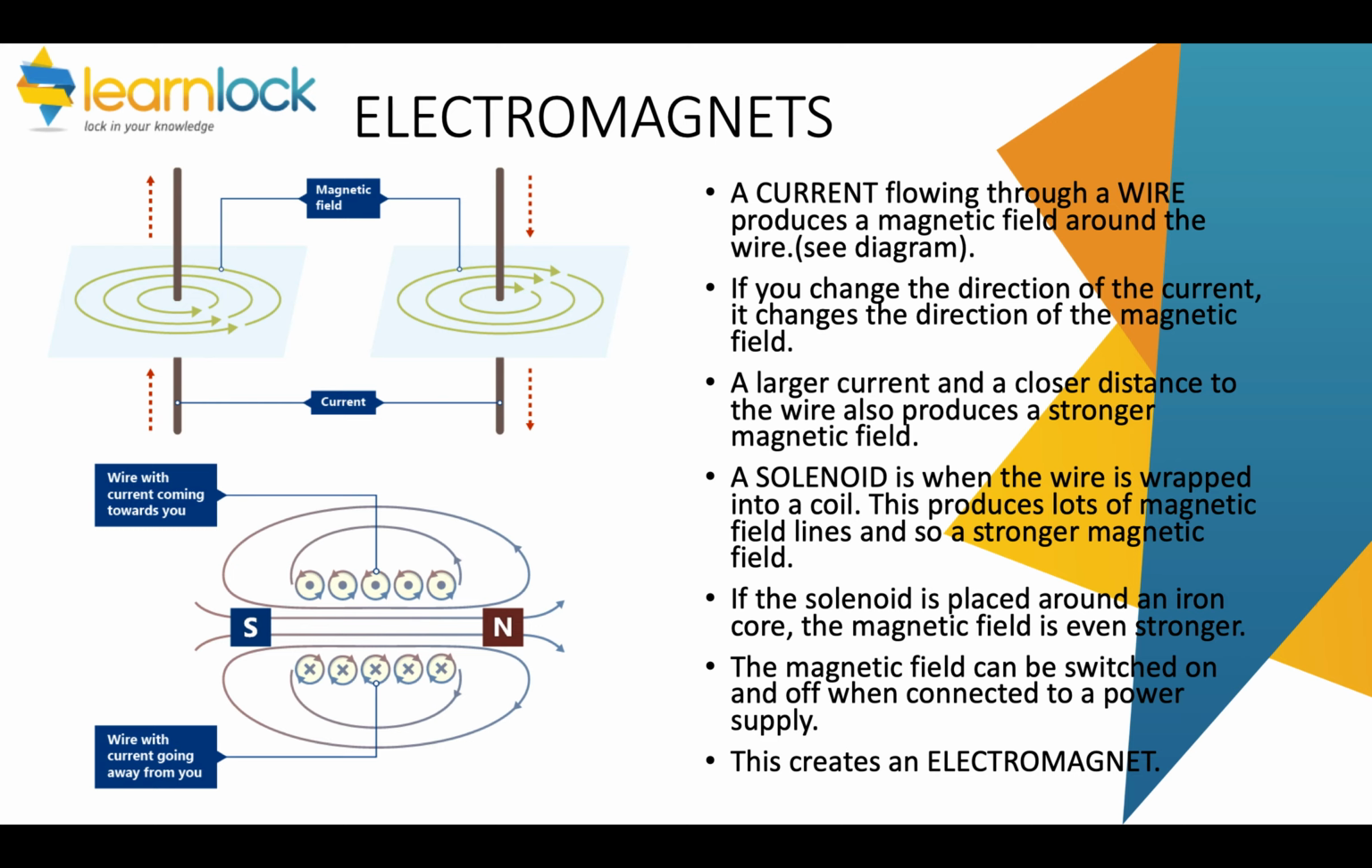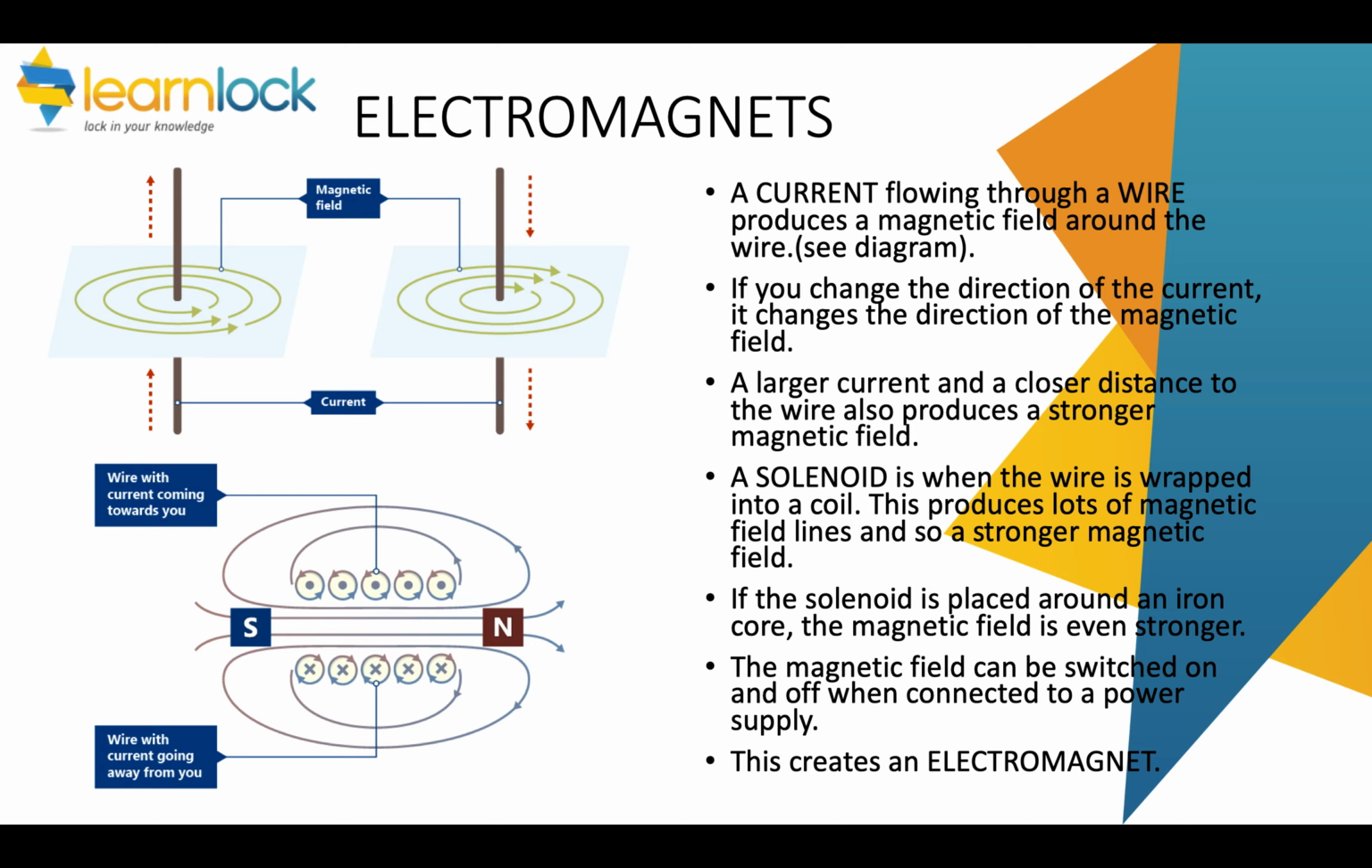A solenoid is when the wire is wrapped into a coil. This makes the magnetic field lines produce stronger. If the solenoid is placed around an iron core, it makes the magnetic field even stronger.